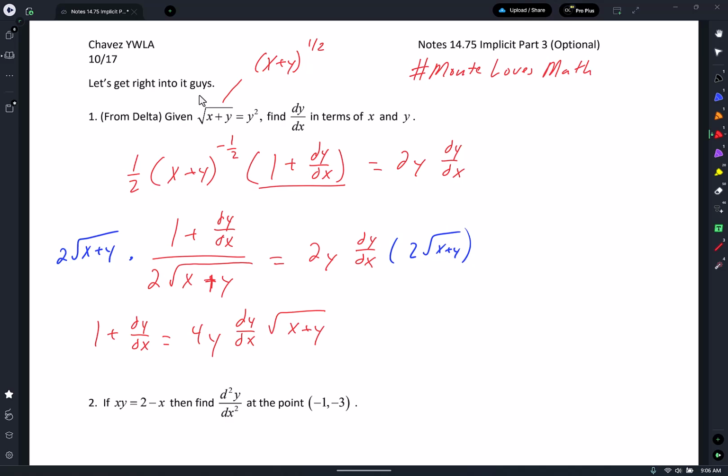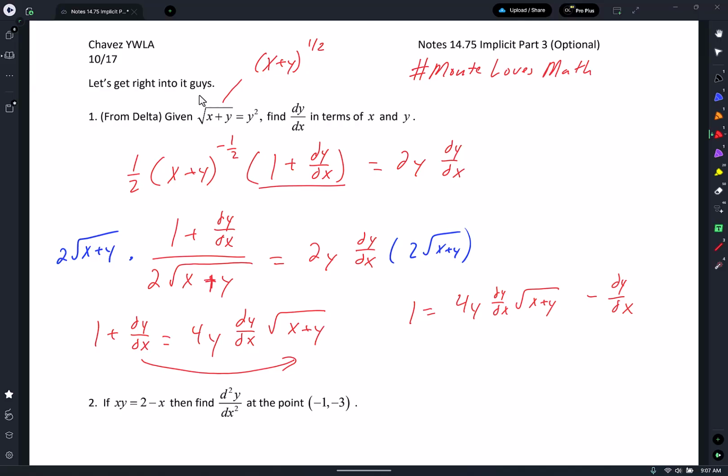Okay, I just multiplied, guys. I don't see any issues right now. Yep, we're good. So now what am I going to do? Yeah, I'm going to subtract the dy dx, or move that dy dx to the right. So now I have this. I'll write it right here: 1 equals 4y dy dx square root of x plus y minus dy dx.